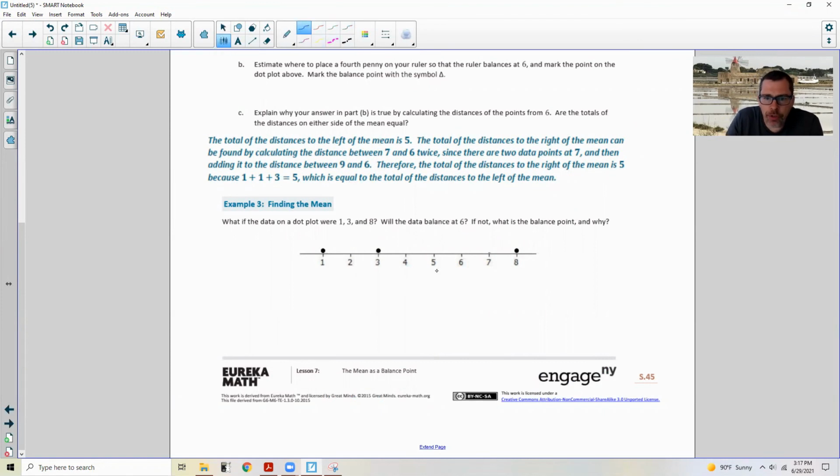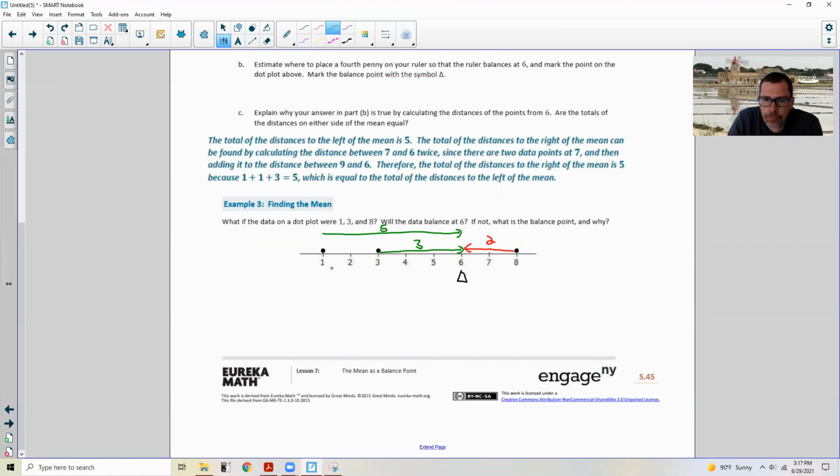So the first thing I'm going to do is put a balance point at 6 and see if that's going to be true. And 8 is the only coin on the right of 6, and it is a distance of 2. The other side is 1, 2, 3. So already it's not equal, because this is a distance of 3 and this is a distance of 5. So we have a total of 8, and this is only 2. 8 does not equal 2.